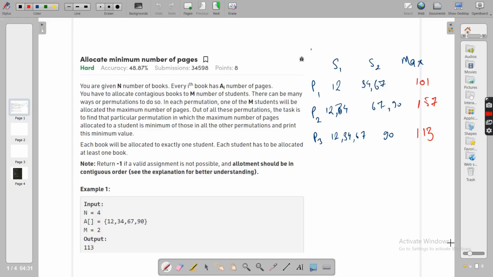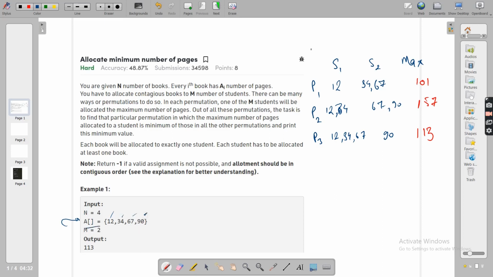Hey everyone. So here we'll be solving yet another problem on binary search, which is allocate minimum number of pages. Now see what this problem says. You are given an array, and what it comprises of is the number of pages of books. So 12 pages, 34 pages, 67 pages, 90 pages.